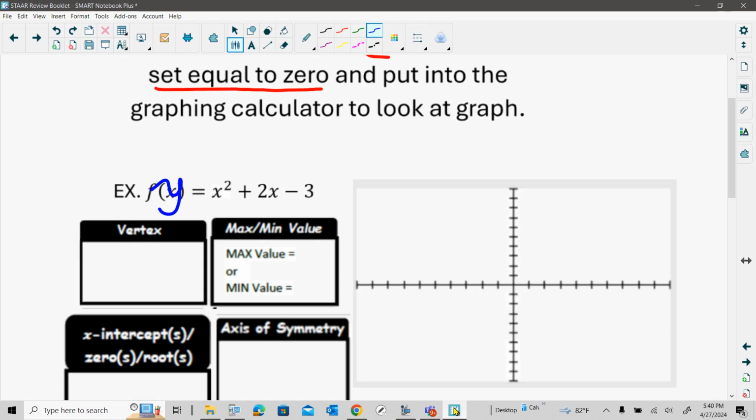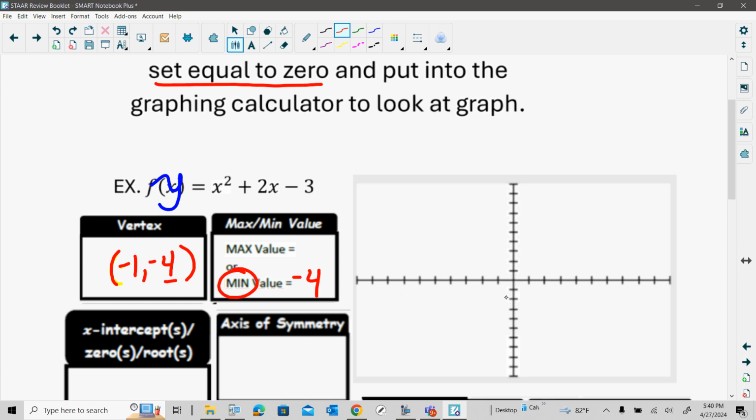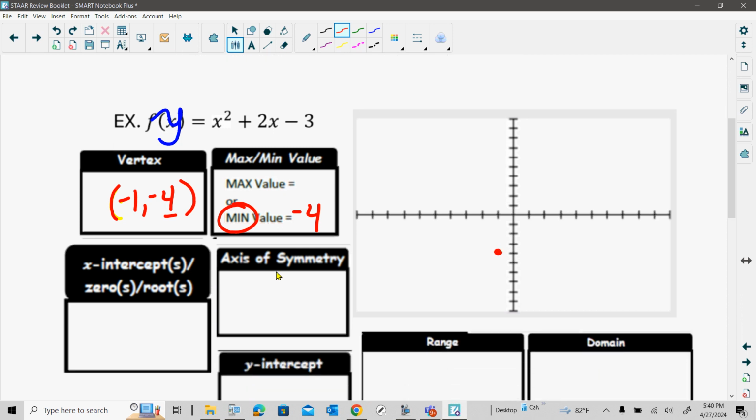So my vertex is here at -1, -4. I know this had a minimum. That minimum value is the y coordinate value, so that's -4. And so -1, I'm just sketching this graph. Now to deal with my axis of symmetry, my axis of symmetry goes through that vertex, and it's a vertical line. So that correlates with the x coordinate. So this is x equals -1.